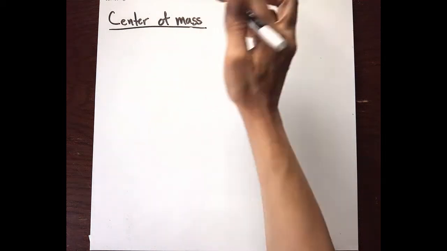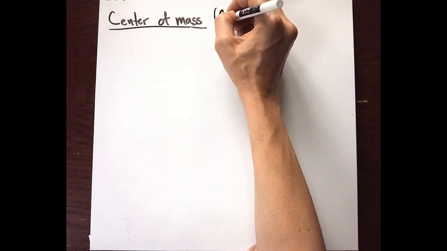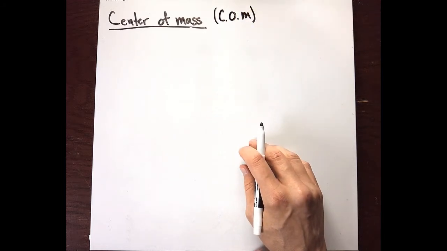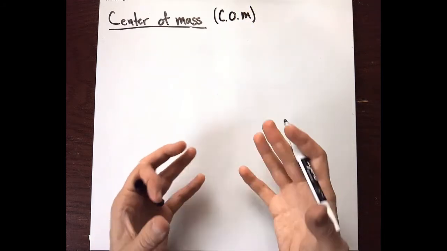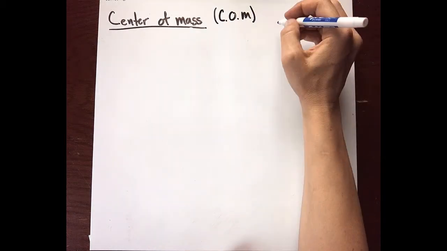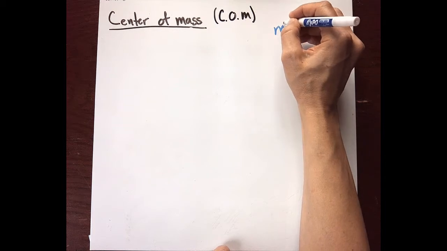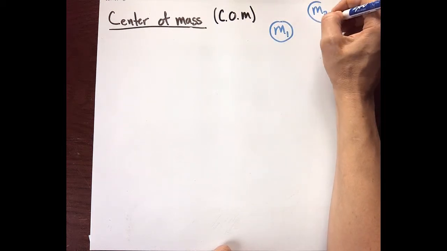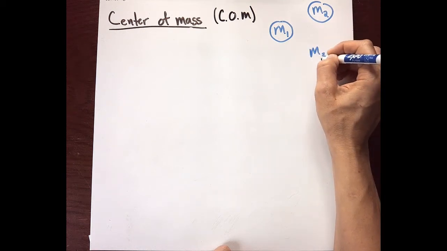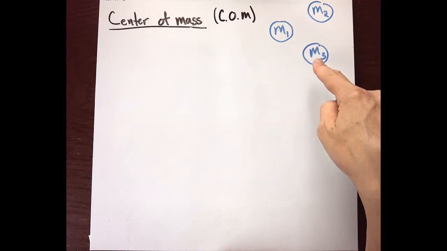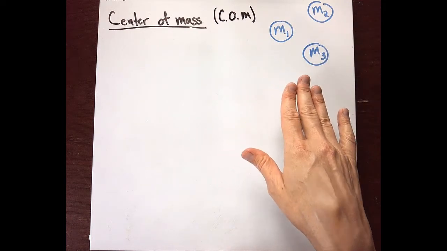So let's talk about center of mass, and I'm going to just abbreviate that as COM, so I don't have to write the whole thing out a whole bunch. So say you have got a bunch of objects that you want to think of all together. Maybe I will write out a mass here, and a mass there, and maybe a third mass here. And I want to think of all three of these as one thing, as a system.